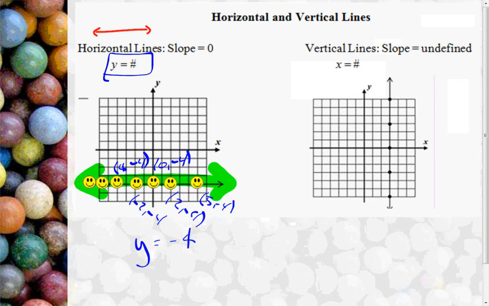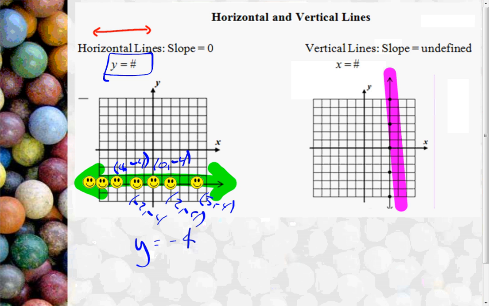Always. Pick an x, well, then your y value is -4. Plug in an x value of 7 billion, y is -4. It is a flat line. You're going to plot a whole bunch of them. Vertical lines work the opposite way. There, your x values are all the same.